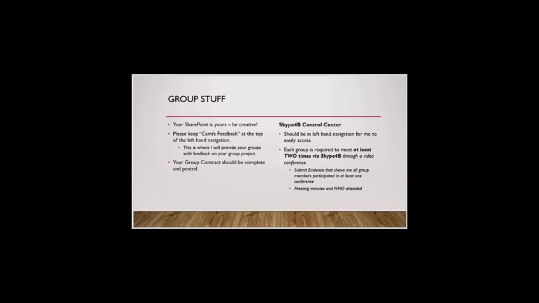Each group is required to meet at least 2 times via Skype for Business for each module through a video conference. Please make sure you're submitting evidence that shows me all the group members participated in at least one conference, preferably both if possible, but I do know that life happens and things come up. And then make sure that you have meeting minutes and who attended. A great example is a screenshot of the Skype where I can see all of the people that are there, and then your meeting minutes that go with that.